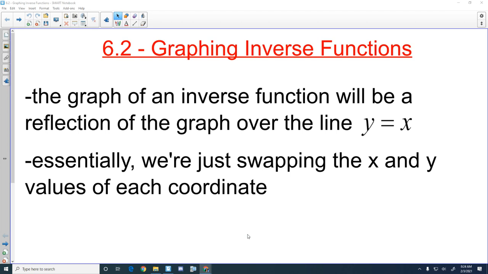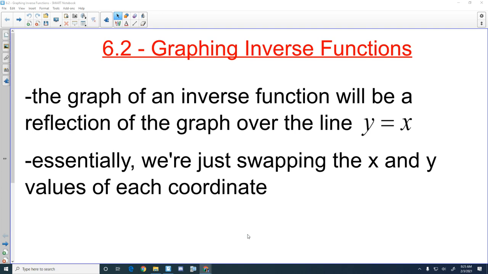All right. So yesterday we talked about calculating an inverse function, which is kind of like the reverse of it, right? We swap the x's and the y's, and then we solve for y. And a lot of those equations just kind of look like they're a bit backwards from the original function. Well, today we're going to look at the graphs of them, right? The physical representation of those functions and how it relates to the inverse.